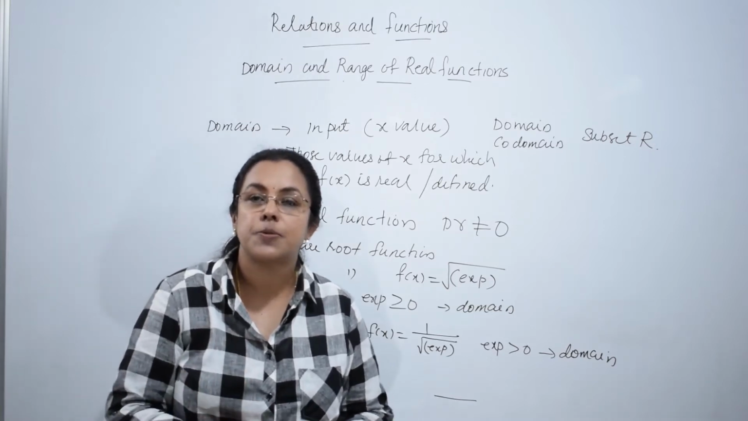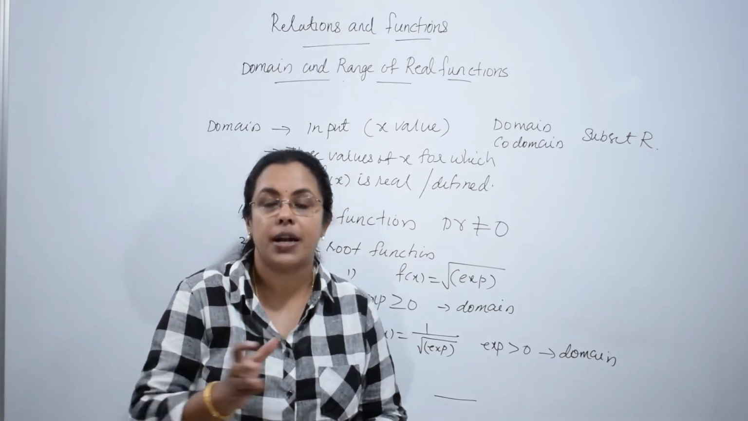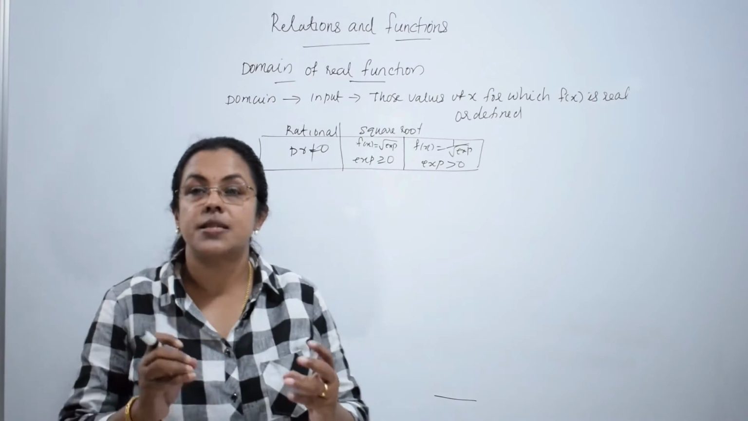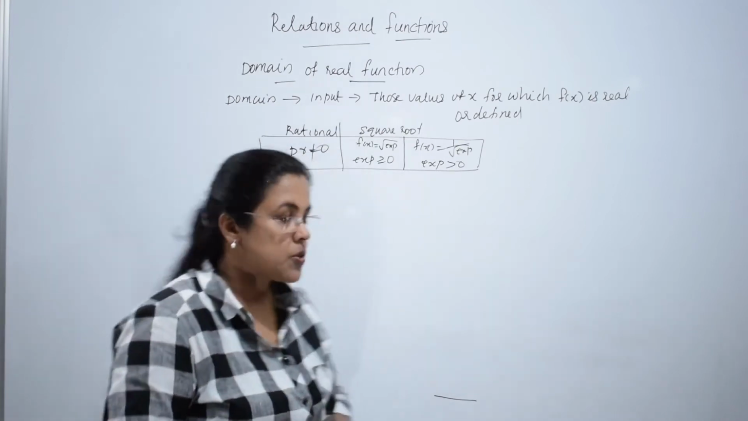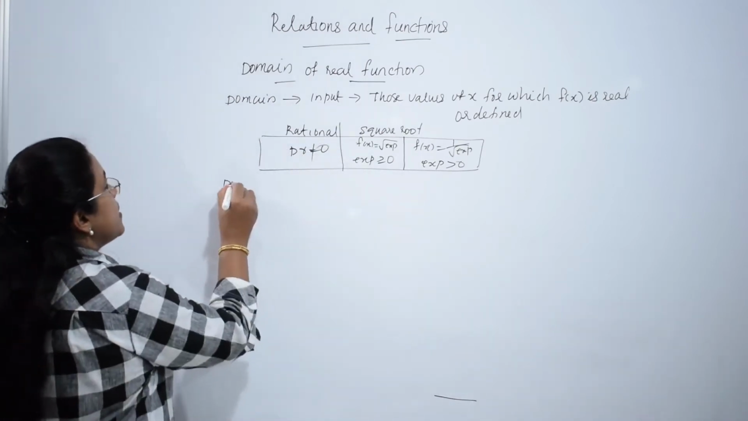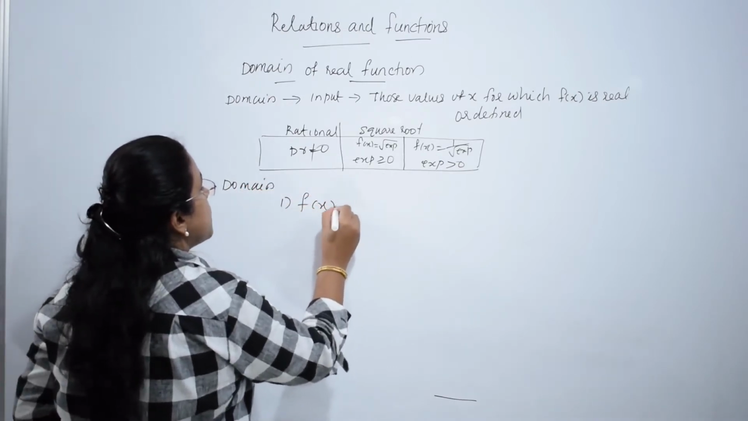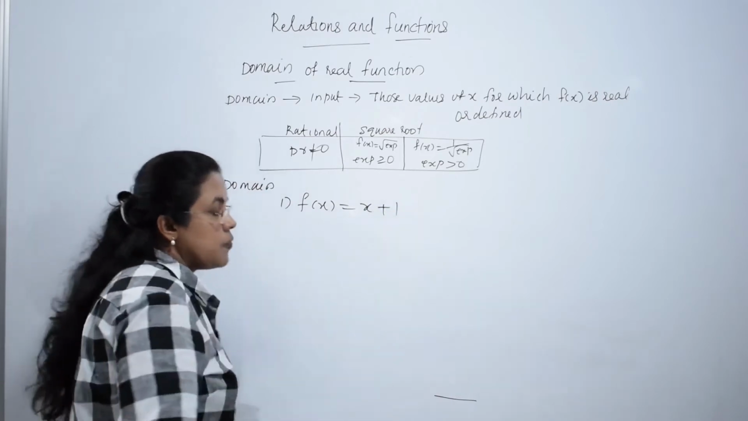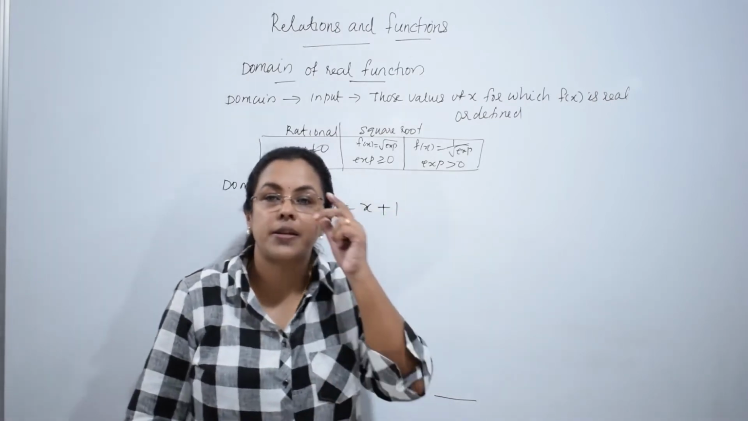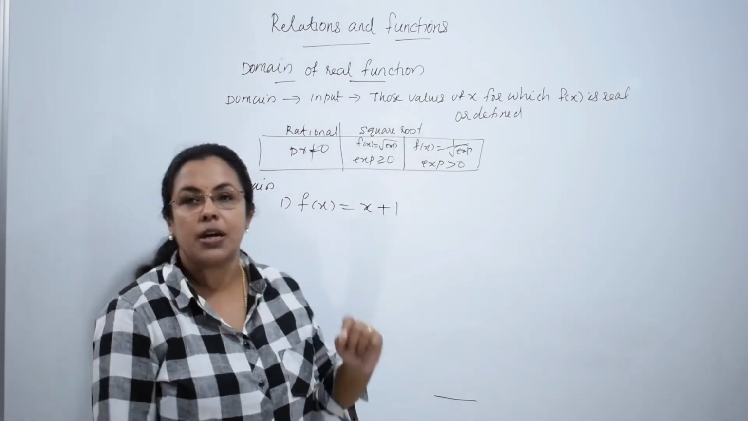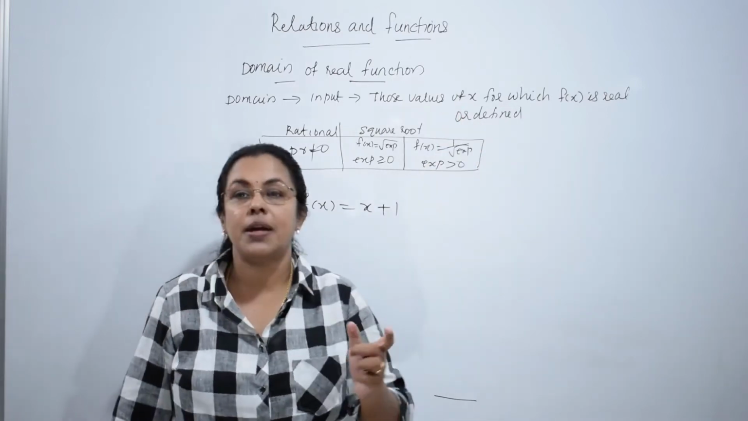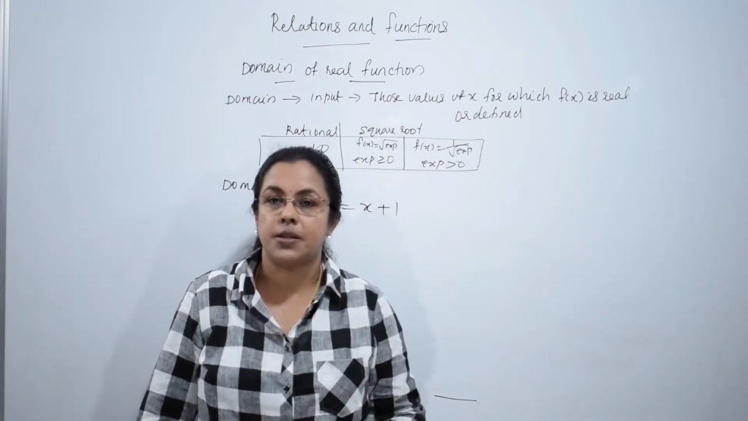Now I am going to explain it with the help of an example. Let us discuss some questions. First question, find the domain of f of x is equal to x plus 1. It is a real function, which means domain and range are subsets of real numbers.